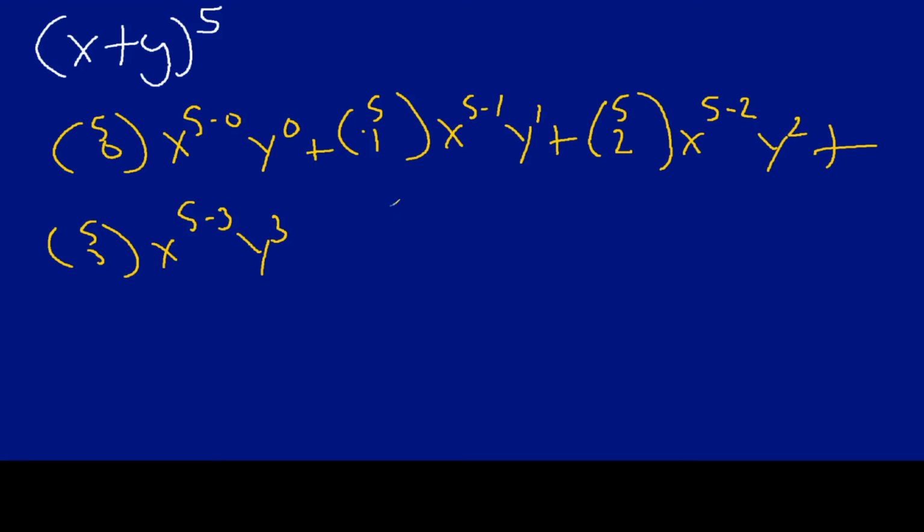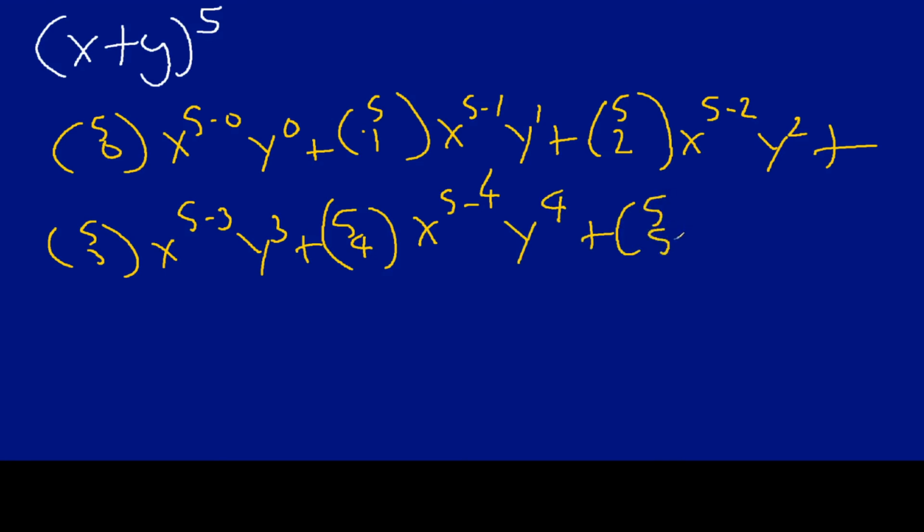We're going to have x plus x, plus 5 choose 4 is going to be x to the 5 minus 4, and then it's going to be y to the 4th power. And then after that, plus again, we're going to have 5 choose 5. So now we're going to have x to the 5 minus 5, and we're going to have y to the 5th power. Okay, so you can do all the combinations on your own time.